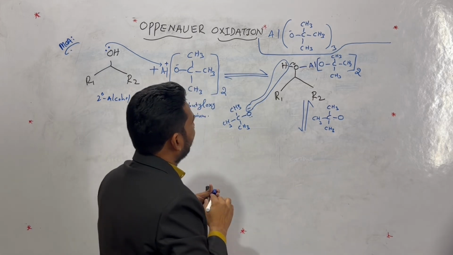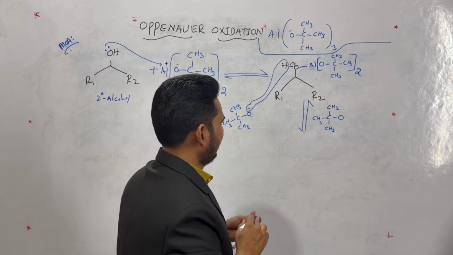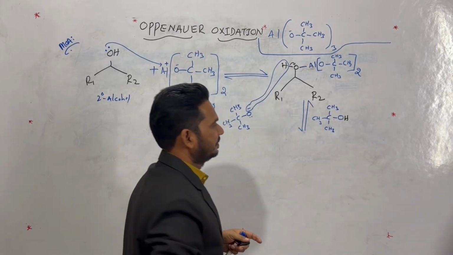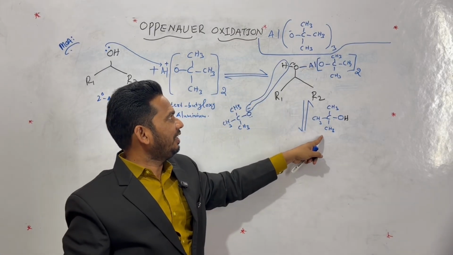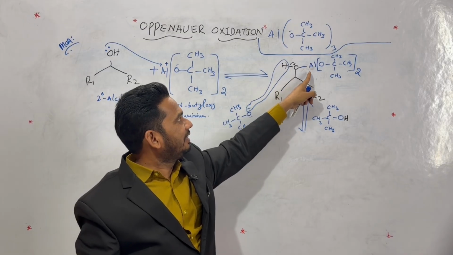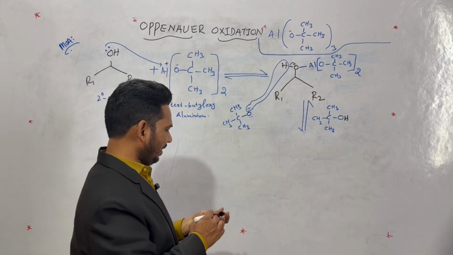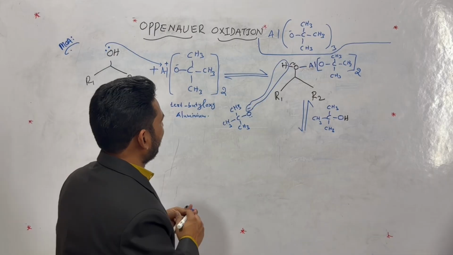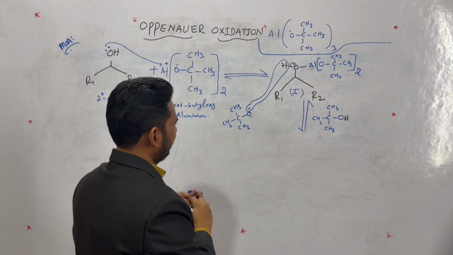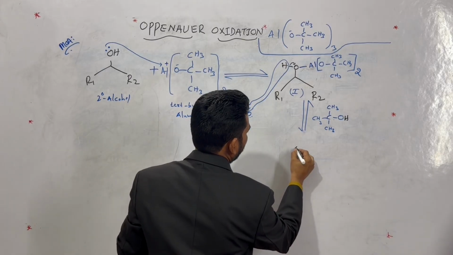O. Then what is here? Hydrogen. It is combined with this. Tertiary butyl alcohol is formed. Okay, leaving the pair of electrons here only. Then this molecule, product 1, is converted to product 2. What is that product 2?